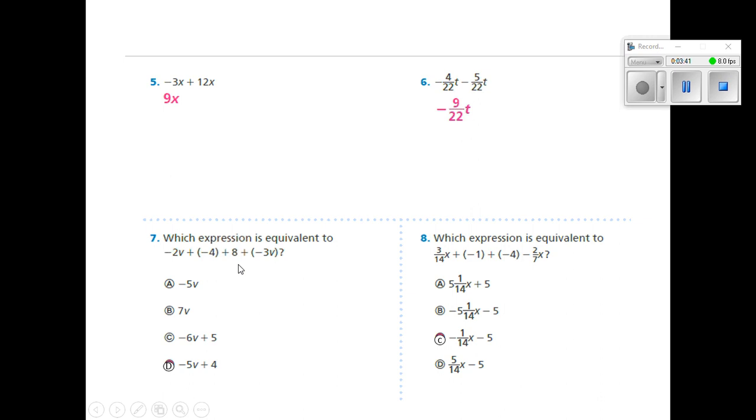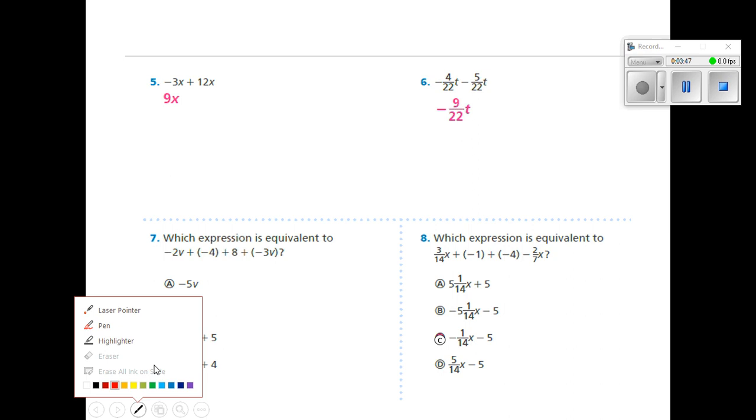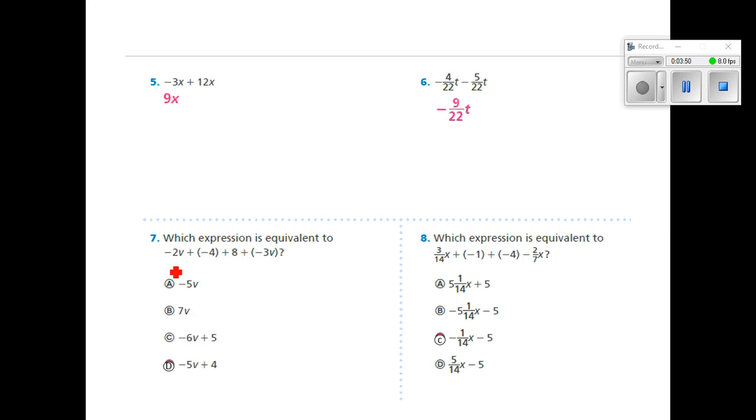And number 7 says which expression is equivalent? Well, as we see over here, we've got two like terms. We've got the v's, right? And then we've got the regular numbers. Let's start with the v's. We got negative 2v minus 3v. They're both negative, so we're going to combine them together and keep the sign in front. 2 and 3 is 5, so it'd be negative 5v. We know it's either going to be the first one or the last one. And then we've got 8 minus 4, which would be 4. So that tells me right there, D has to be the right answer. D.